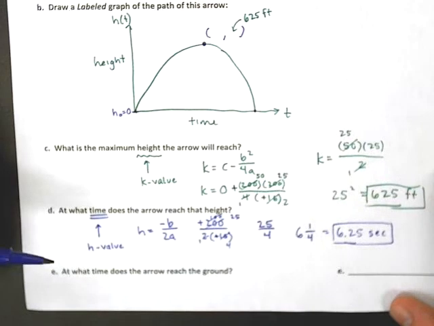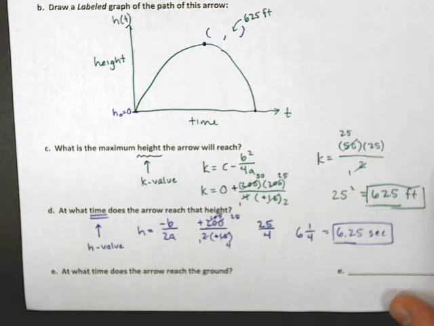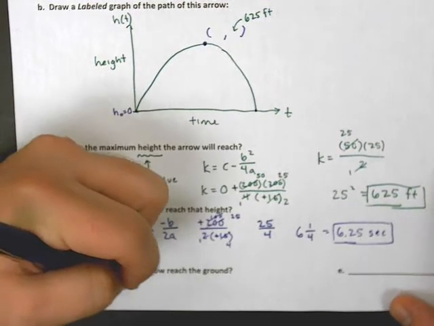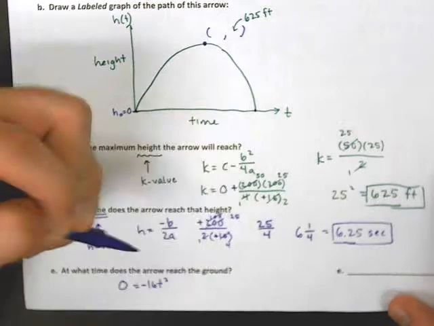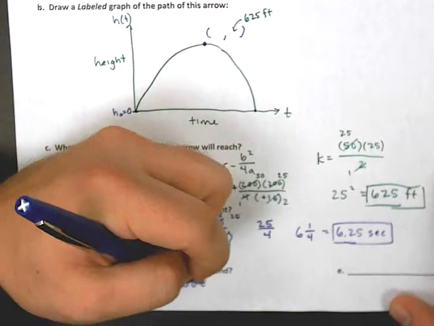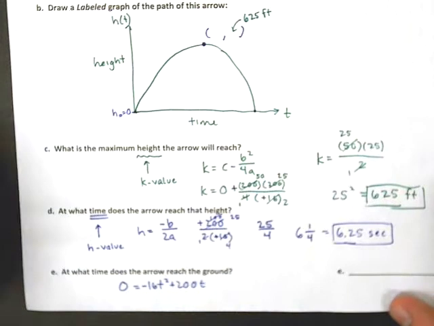We're looking for an x-intercept, and when we're looking for an x-intercept or a solution, we have to set y equal to 0. So we're going to say 0 equals negative 16t squared plus 200t, and I need to solve this. I need to factor this. I need to get my solutions.